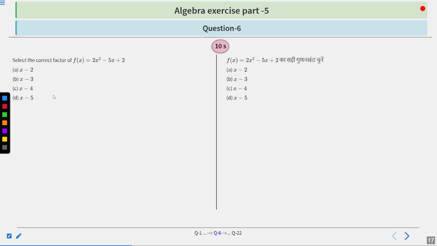Next, select the correct factor of 2x square minus 5x plus 2. And options are option A, x minus 2, option B, x minus 3, option C, x minus 4, and option D, x minus 5. These are the options.